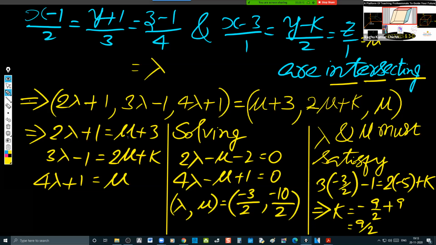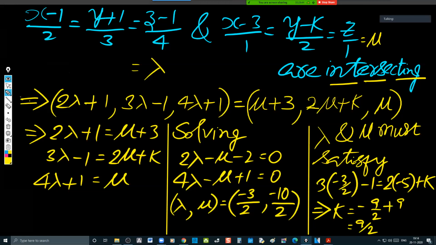So what we did, we solved first and third, and by solving first and third we got lambda value, mu value as minus 3 by 2, minus 5. And if they are intersecting, lambda and mu must satisfy the equation which contains k. So I substituted these values in this one, and thereby I got k value as 9 by 2. Do you understand this, Pranit? Yes, sir. Understood, sir.